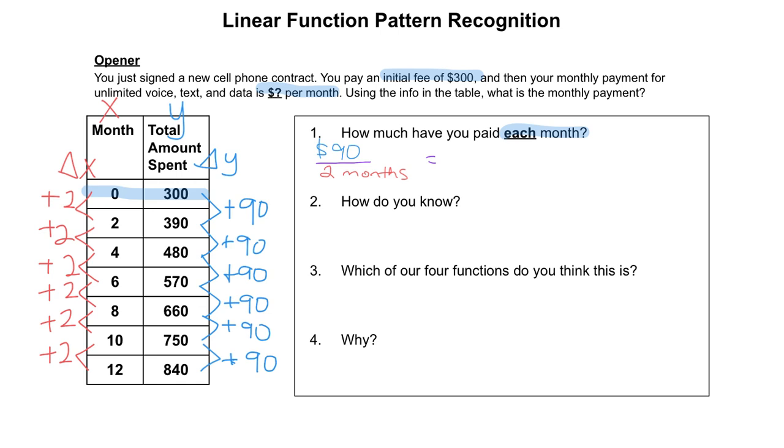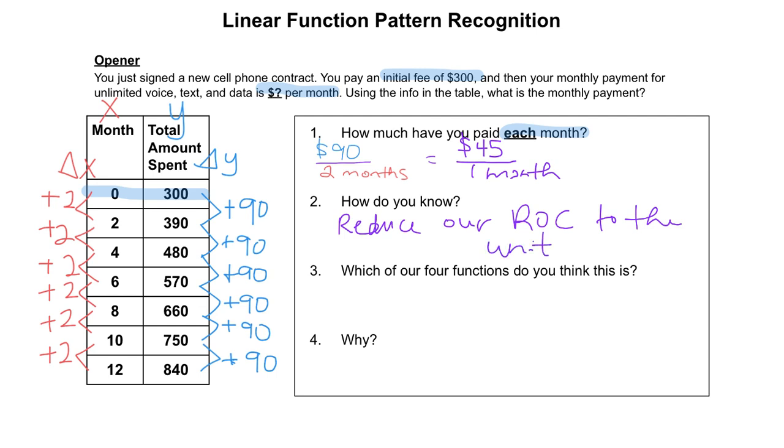And this can be reduced to our unit rate by dividing. 2 goes into 90 45 times. So it is $45 per 1 month. And how do we know that? We could say we reduced our rate of change to the unit rate, because then it's per 1 month.